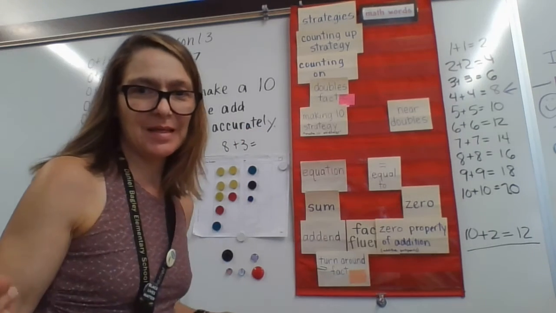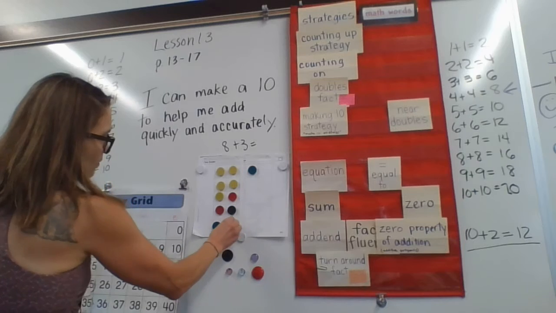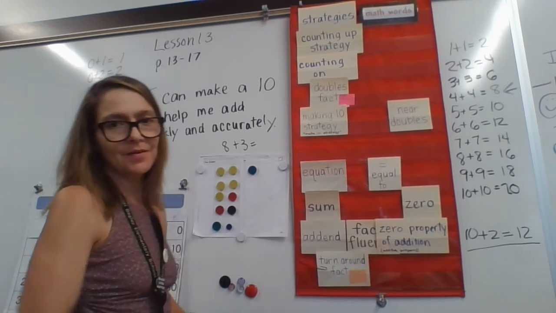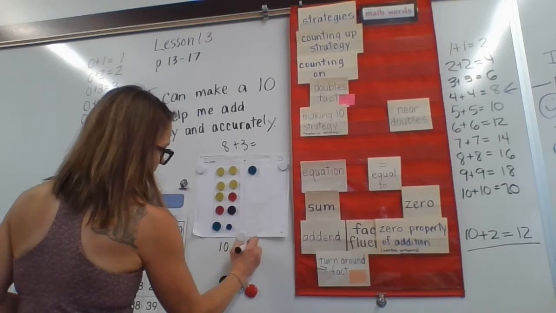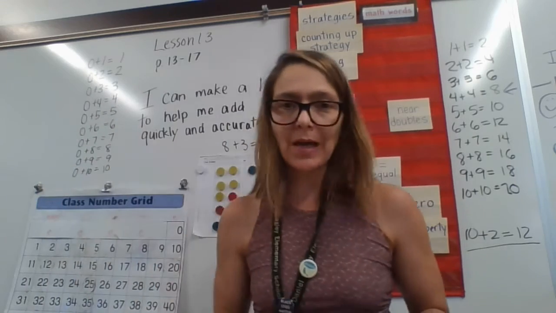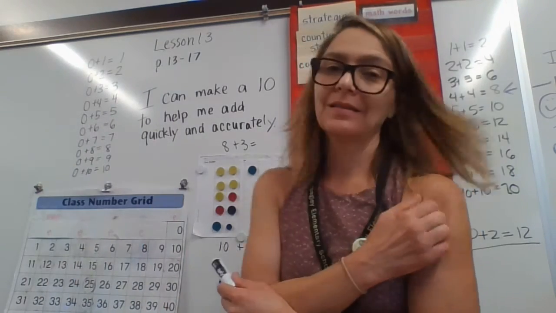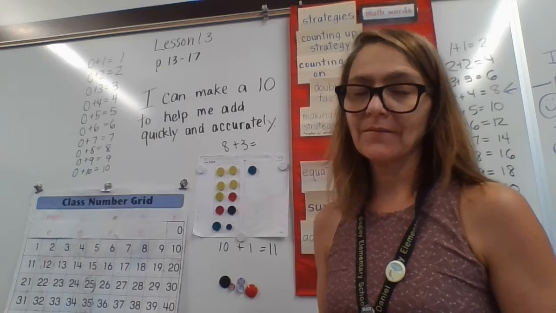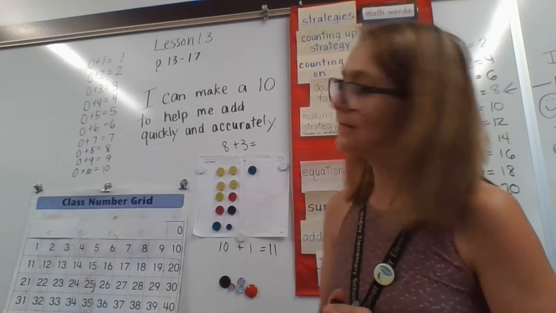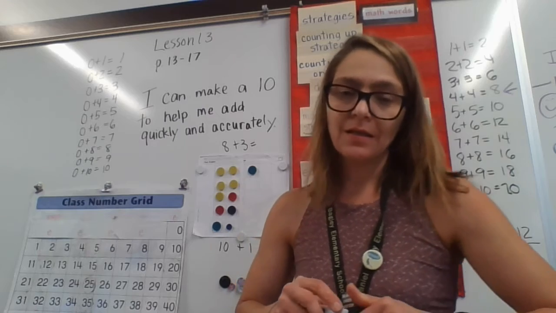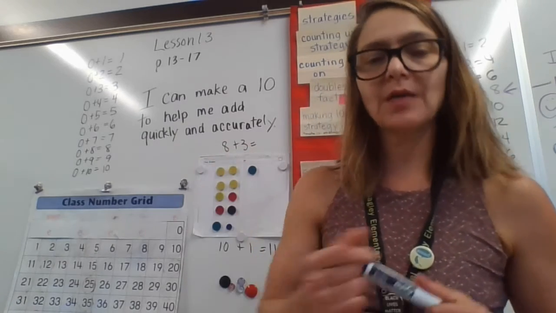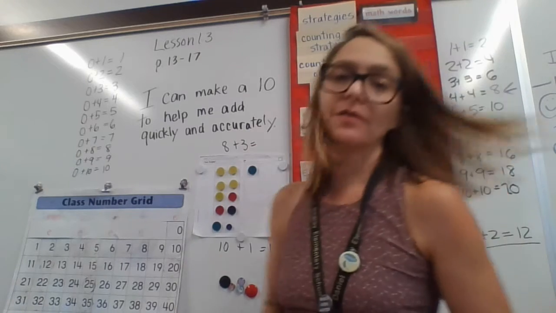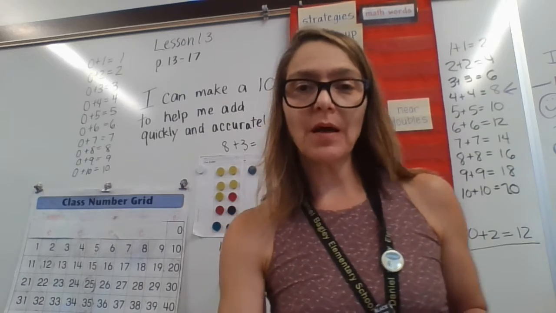8 plus 3 does not come to me that quickly. But if I take 2 counters and move it over here and make a 10, now I don't have 8 plus 3. But I still have the same value of counters. Now I have 10 plus 1. And I can add 10 plus 1 a lot quicker than I can add 8 plus 3. So I have 11. Okay? So when you make your 10, you are speeding up the addition process. And you can visualize your 10 frame, know your facts to 10, and this will help you.